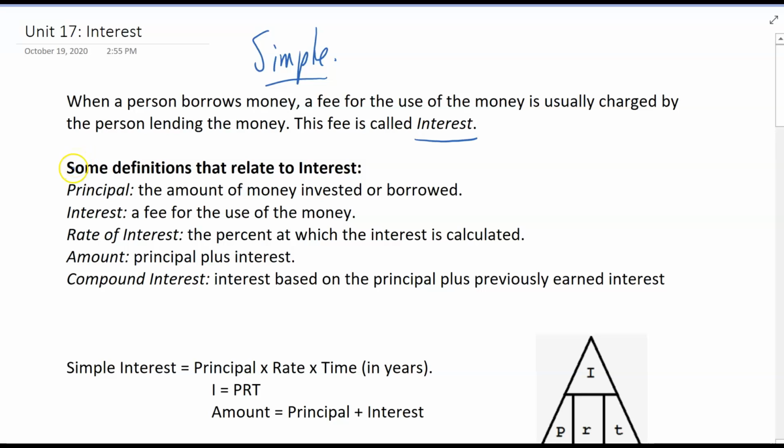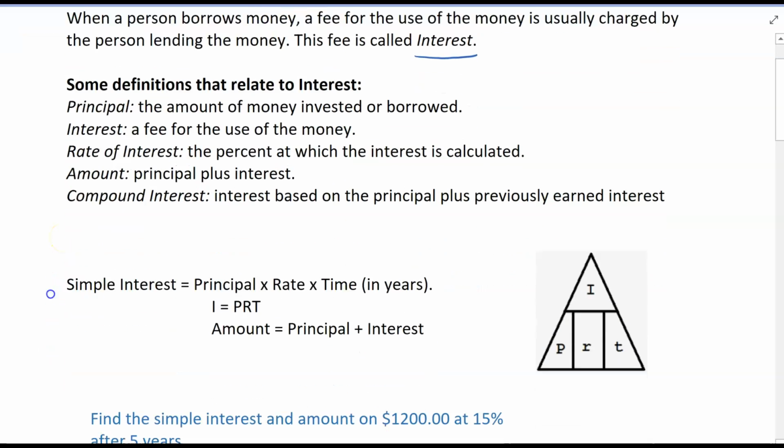Some definitions that relate to interest. The principal is the amount of money invested or borrowed. The interest is a fee for the use of the money, and it's in a dollar amount. The rate of interest is the percent at which the interest is calculated, and the amount is the principal plus the interest. In compound interest, the interest is based on the principal plus previously earned interest. And so actually you are calculating interest on top of interest.